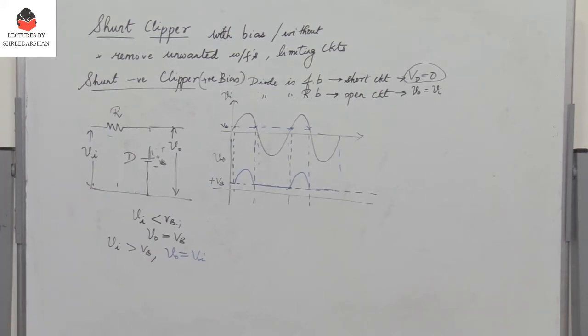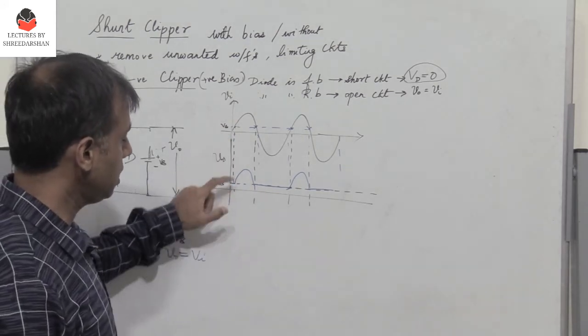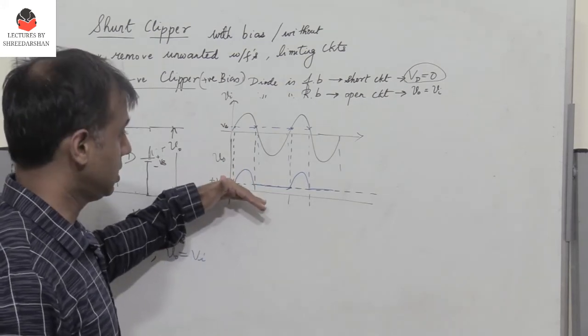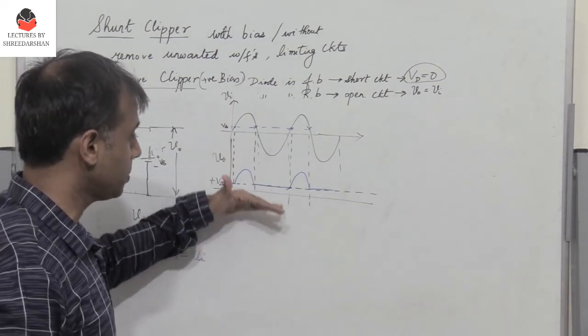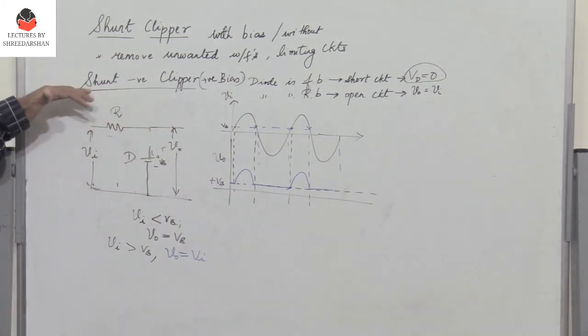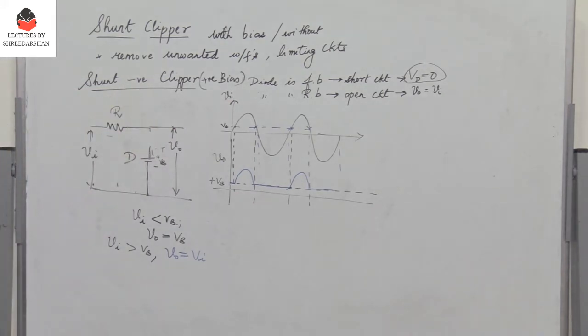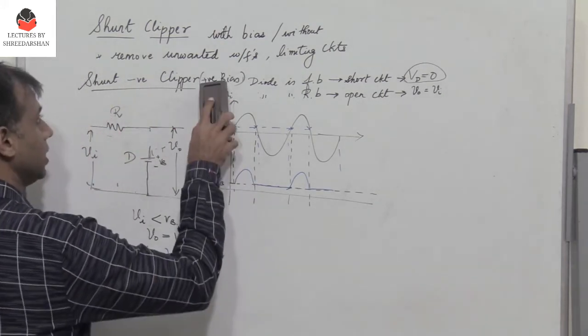So this is how we can analyze a shunt negative clipper with positive bias. As I said, the clipping takes place here in the positive half cycle itself, in the upper portion, but the entire negative half is also clipped off because it is a shunt negative clipper. So now let's talk about a shunt negative clipper with negative bias.